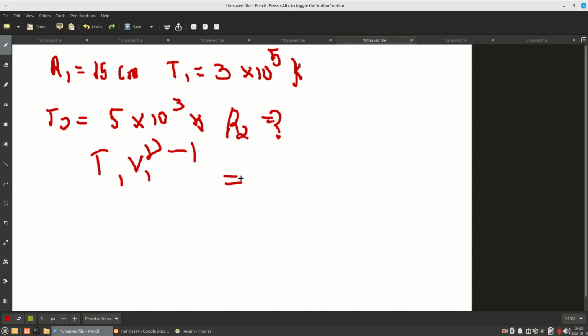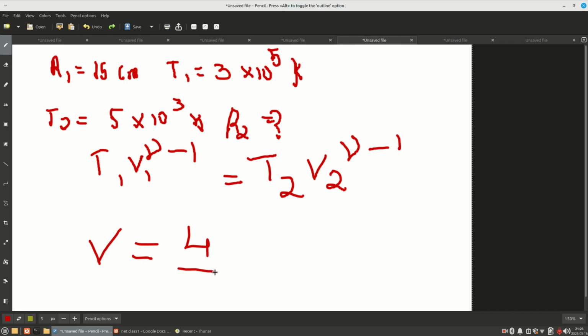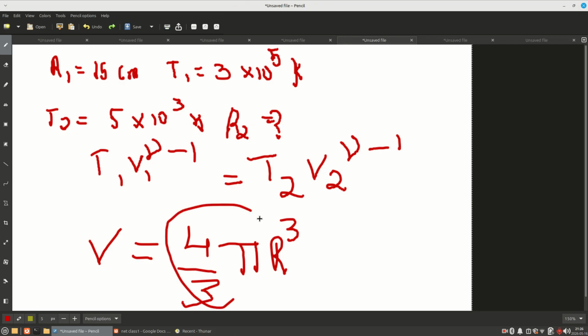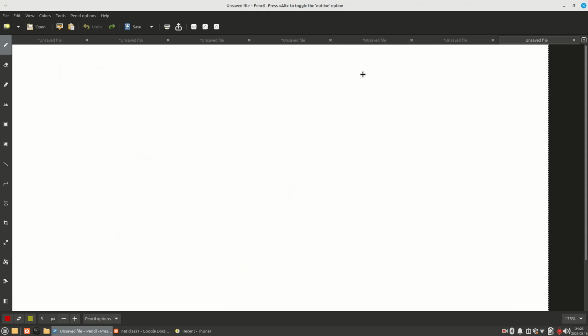Gamma minus 1, this ratio will be equal to T2 V2 to the power gamma minus 1. We already know that for a spherical system, V is equal to 4/3 pi r cubed. There are V1 and V2. 4/3 is a constant value on each of the sides, so we neglect it.